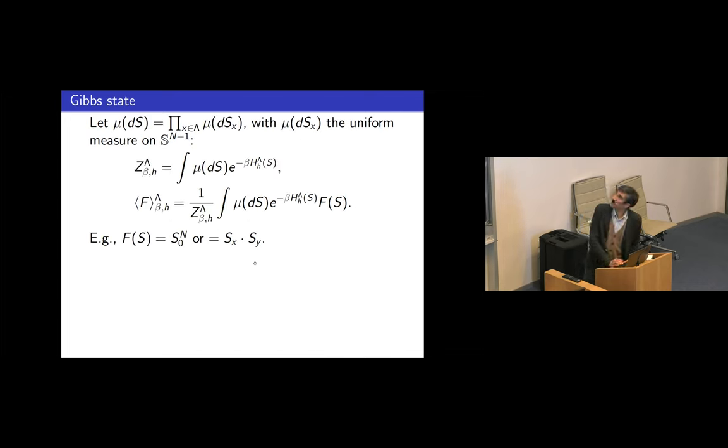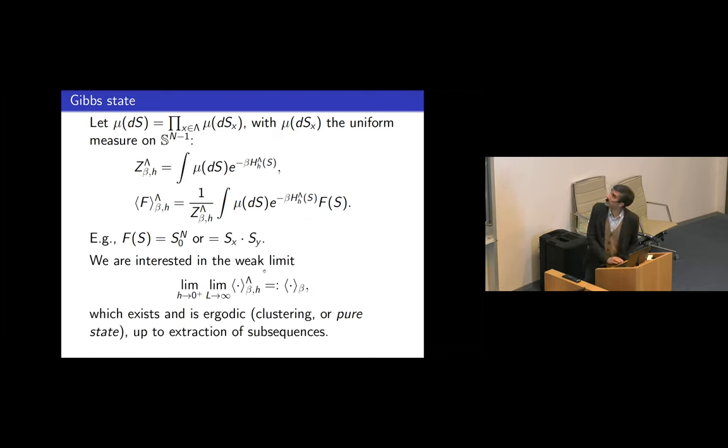Okay, the problem is to compute a correlation function of some relevant observable, say of the nth component of the spin at zero, or the two-point spin-spin correlation function at sites x and y, with respect to the measure e to the minus beta H. Here, the reference a priori measure is a uniform measure on the N minus one sphere at each site.